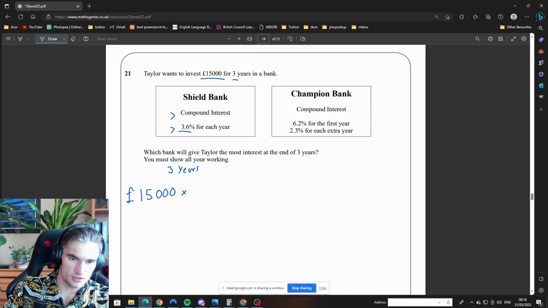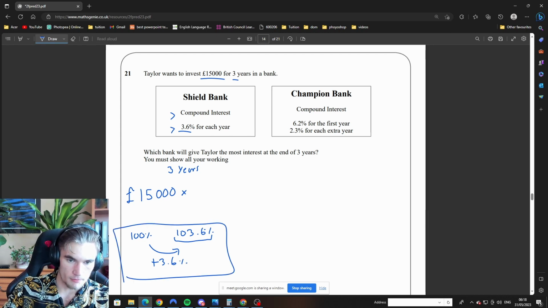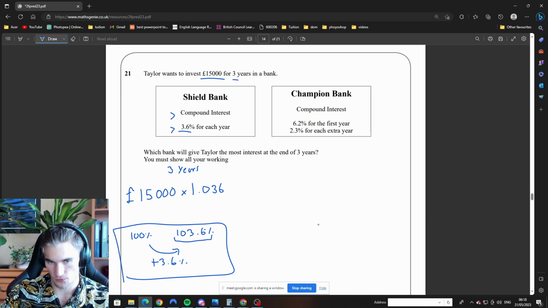Currently I have 100%, but with the compound interest, I'm going to have 103.6% after 1 year, right? Because I'm adding 3.6% to my total. That's why I'm going to times by 1.036. I just converted the percentage into a decimal. If you want to find out what a percentage is, you need to convert into a decimal or a fraction, and then you can times them together to find out what it is.